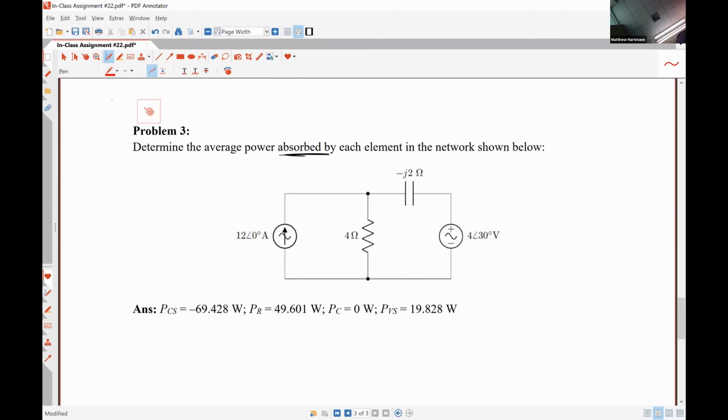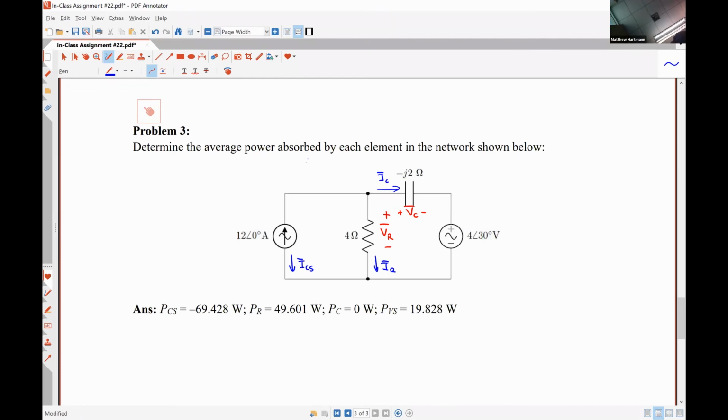So let's define some voltages here. This is what we'll call VR. And this voltage will be VC. We're going to define some currents. So this guy will be IR. This guy will be IC. And this guy down is going to be ICS. And the reason why I'm choosing to represent the current source voltage down is because the 4 ohm resistor is in parallel with the 12 amp source. And so I want a current that's flowing into the positive polarity terminal so that I can get the absorbed power.